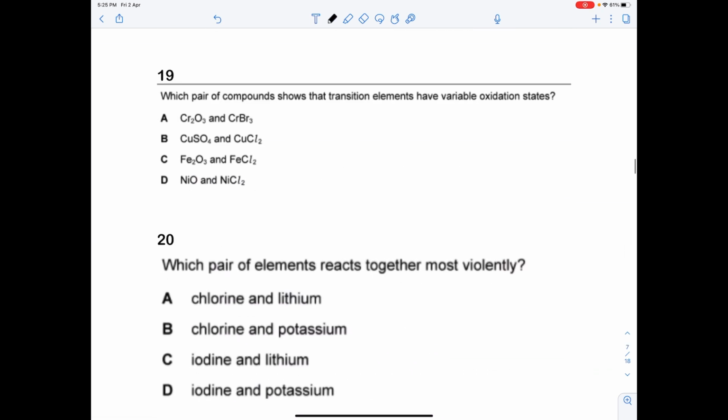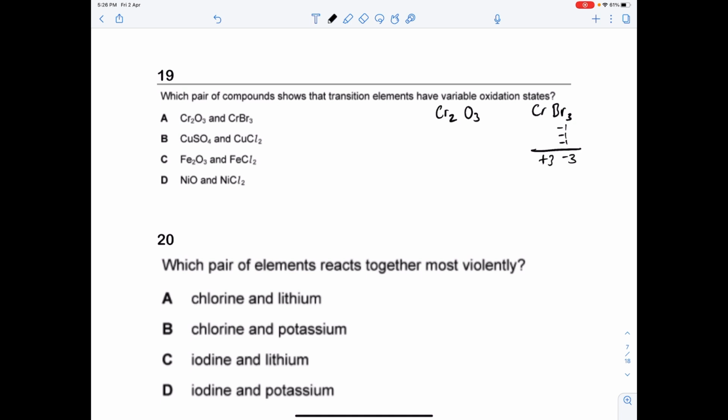Okay, 19. Which pair of compounds shows that transition elements have variable oxidation states? So for this, we just have to work it out, just like we did in question 1. So we've got 2 chromiums bonded with 3 oxygens, and we've got 1 chromium bonded with 3 bromines. So bromine is -1, -1, -1, always, because it's in group 7, so it always receives 1. Can't have variable oxidation states, it's fixed. So that's -3 overall. So this one must even out the charge as being +3.